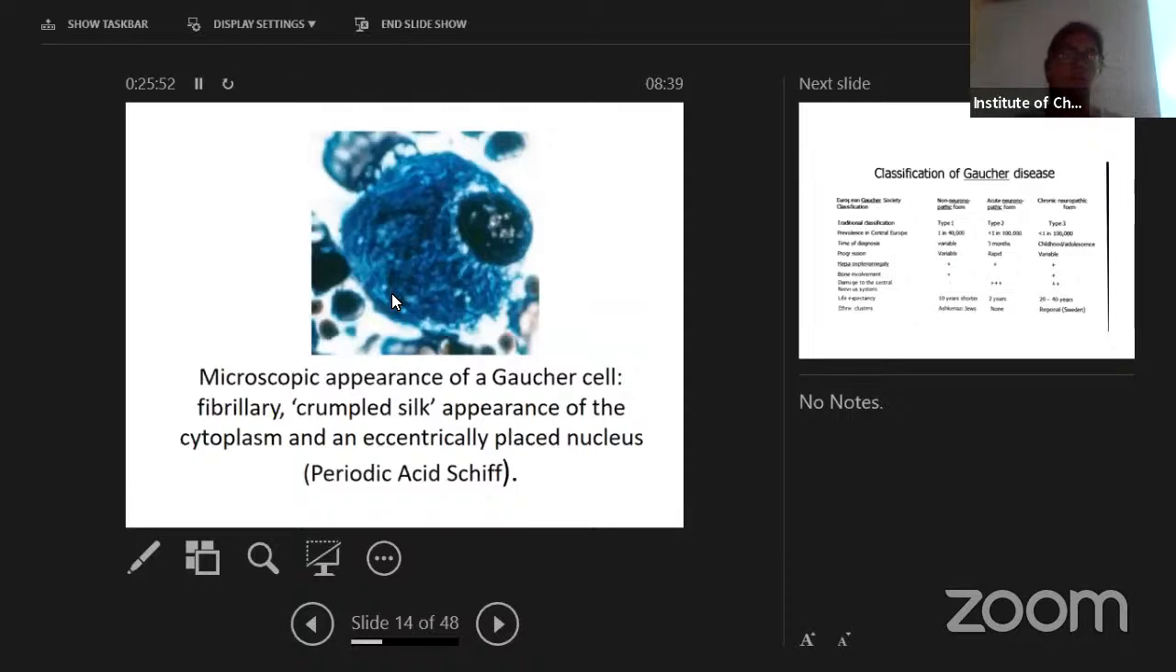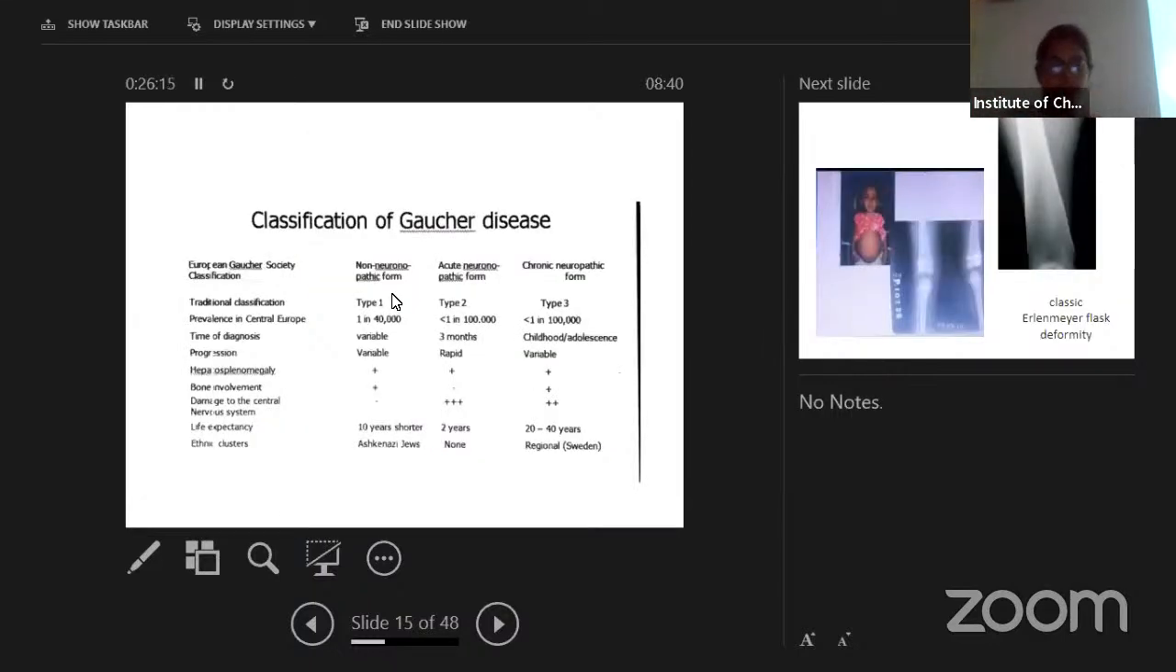It gives a crumpled silk-like and wrinkled tissue paper appearance on microscopy, and it mainly infiltrates the bone marrow, liver, spleen, lymph node, etc., which produce symptoms like hepatosplenomegaly, anemia, thrombocytopenia, and skeletal abnormalities such as osteopenia and cortical thinning. This is the classification of Gaucher disease based on the neurological symptoms.